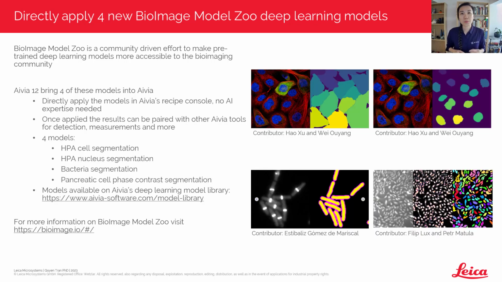The 4 models we have worked with are the HPA cell segmentation, the HPA nucleus segmentation, the bacterial segmentation, and the pancreatic cell phase segmentation model. Apologies for that. These models are now available in Aivia's Deep Learning Model Library, which you can download and start to use immediately.